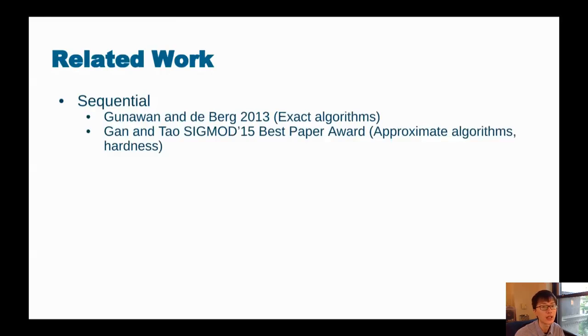Some related work, mainly on algorithms, sequentially: Gunawan and de Berg in 2013, as well as Gan and Tao in 2015, designed efficient algorithms for exact and approximate DBSCAN. Gan and Tao also have a fast sequential implementation for exact and approximate DBSCAN, and they also won the Best Paper Award at SIGMOD 2015.